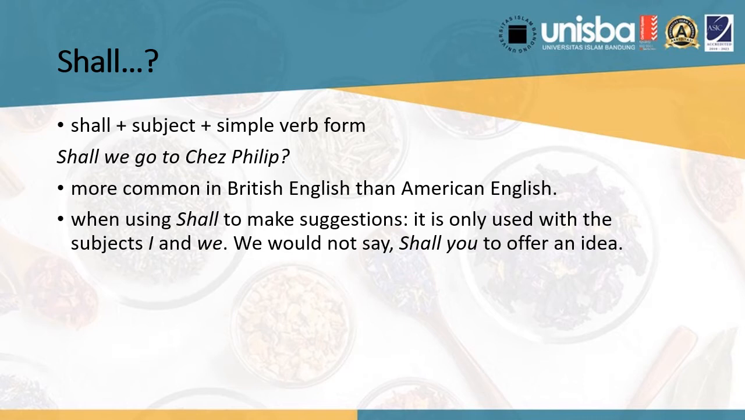So the next phrase that you can use to give a suggestion is shall. Using shall is another way to make a suggestion. However, it sounds a lot more formal and it is more common in British English than American English. So the structure is shall plus subject plus simple verb form. Example, shall we go to Chez Philip?